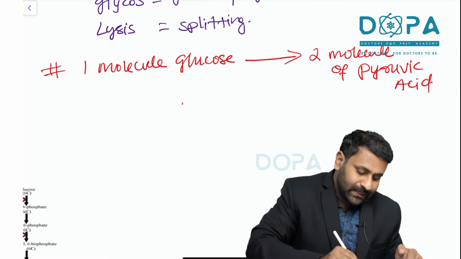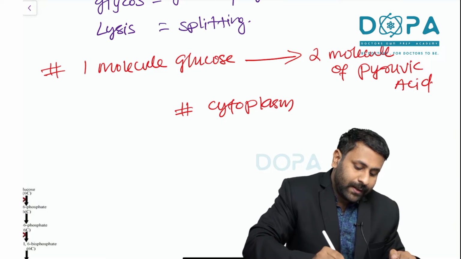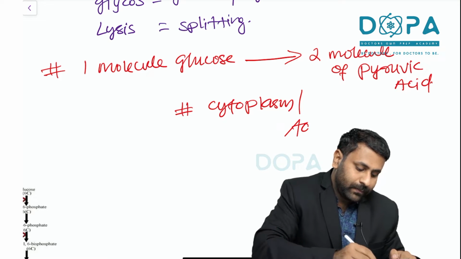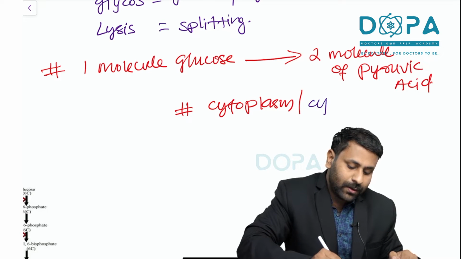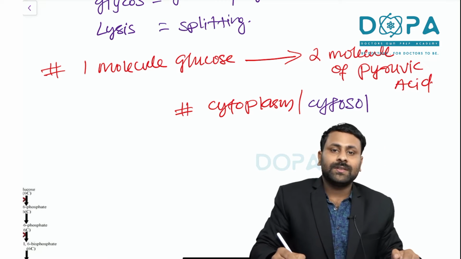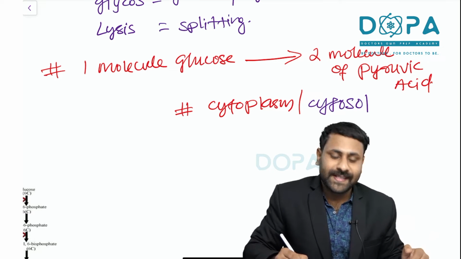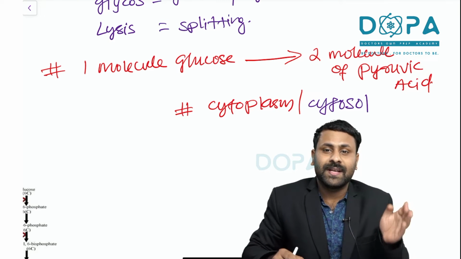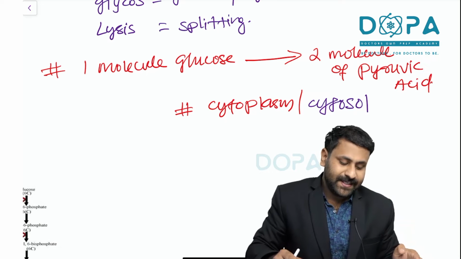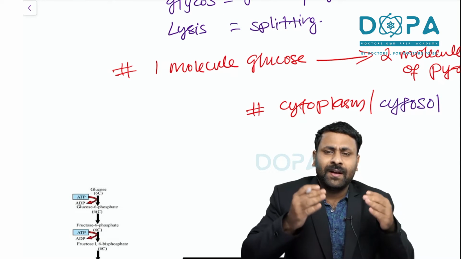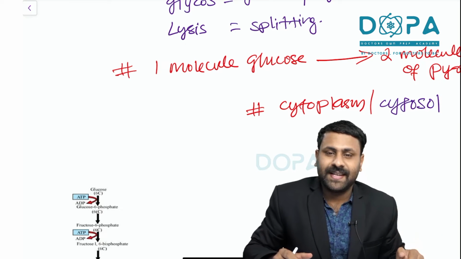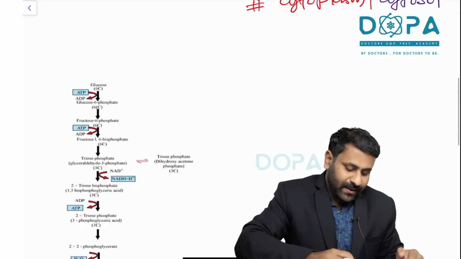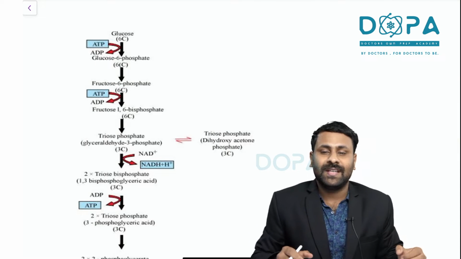This process occurs within the cytoplasm, or otherwise we can call it the cytosol. Simply, the process glycolysis occurs in cytoplasm or cytosol. During glycolysis, one molecule of glucose is converted into two molecules of pyruvic acid, or otherwise we can say partial oxidation of one molecule of glucose into two molecules of pyruvic acid in the absence of oxygen. Okay, let me check the different processes that occur in glycolysis.